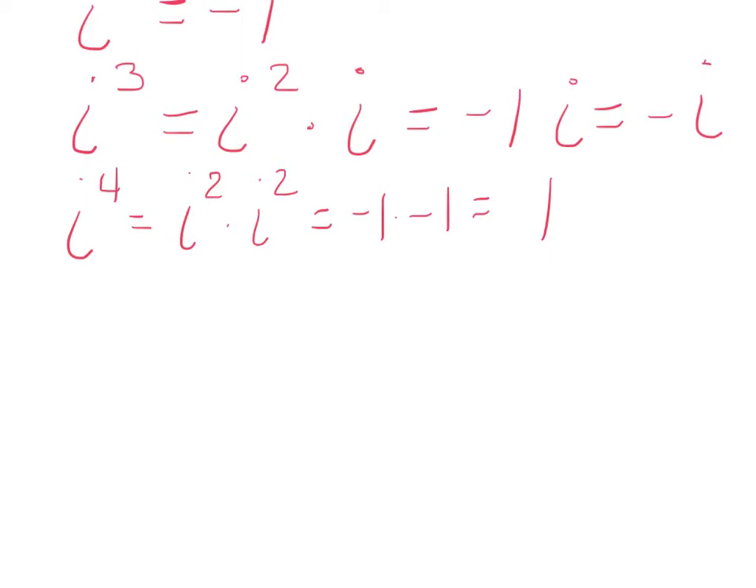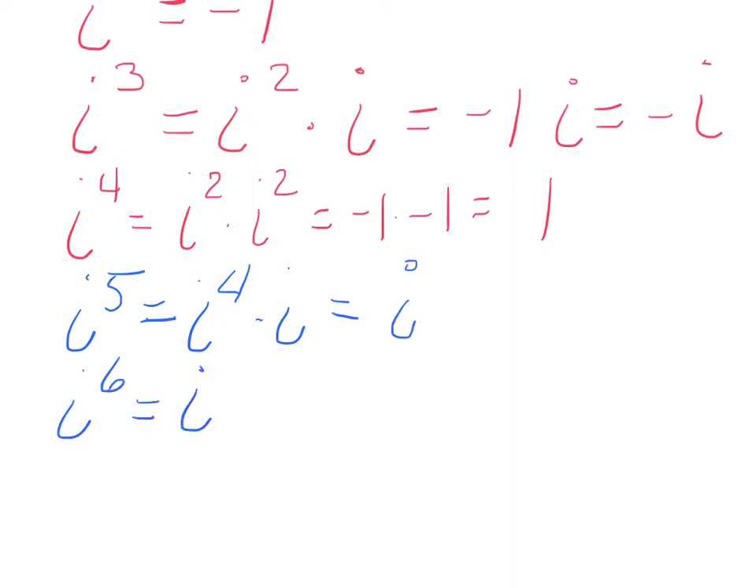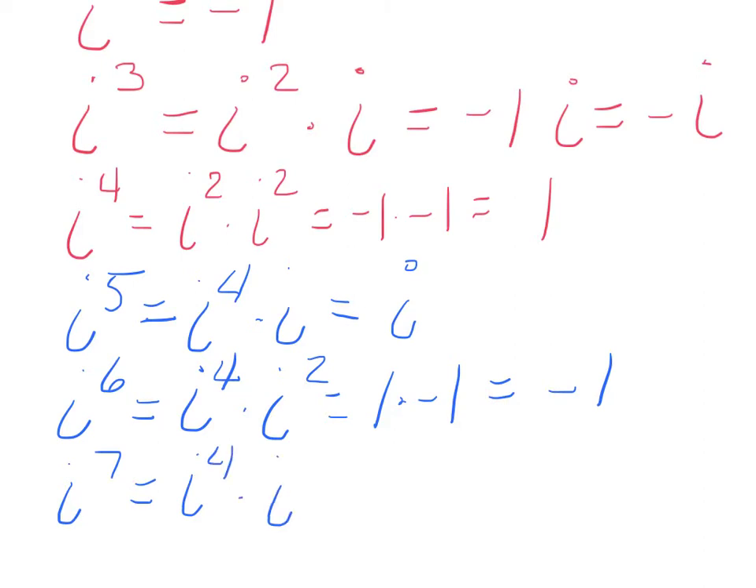So continuing on, I to the 5th, you could break this down and make it easier for yourself. Call it I to the 4th times I. And I to the 4th is 1 times I, which will just give you I. I to the 6th can become I to the 4th times I squared. So that's 1 times negative 1, you will get negative 1. I to the 7th is I to the 4th times I cubed. So that's 1 times negative I, and that gives you negative I. So you see the pattern will start to go around and around.